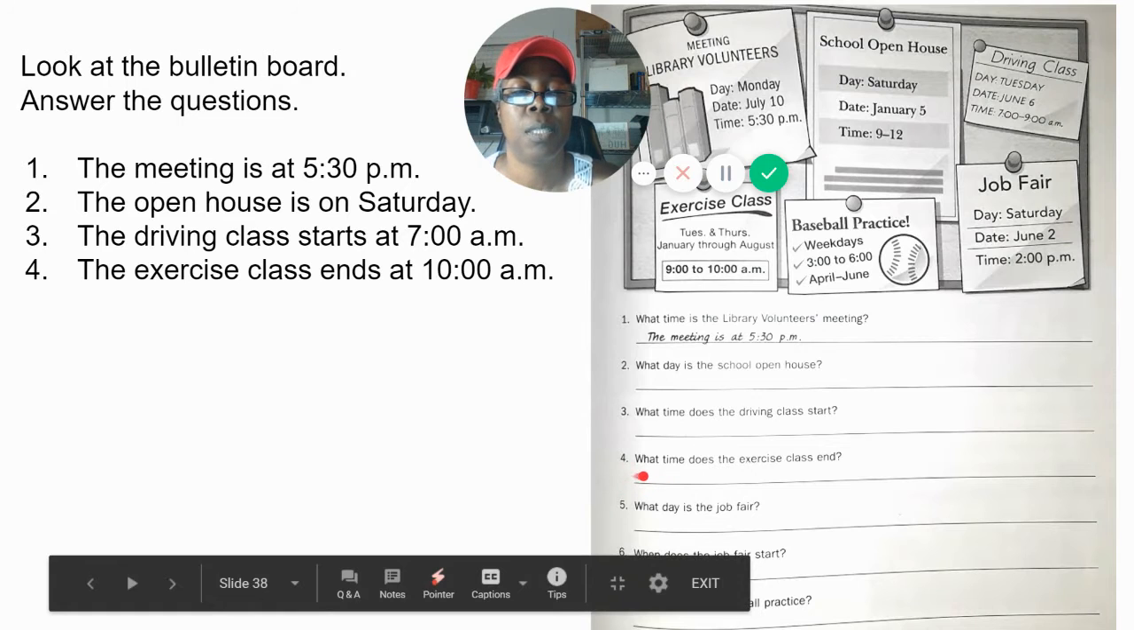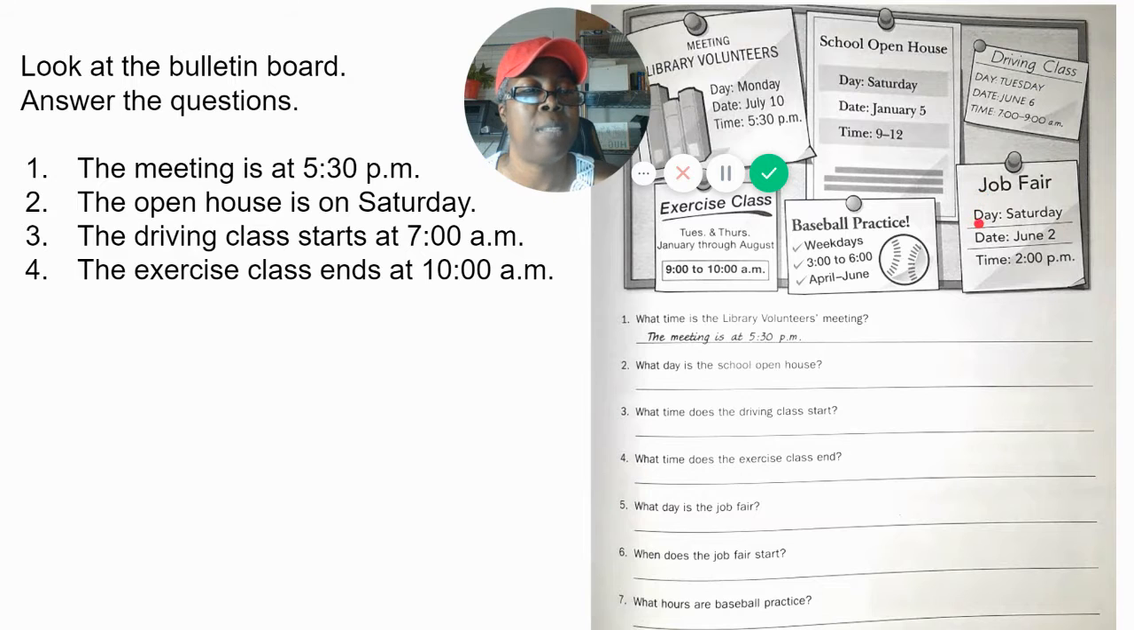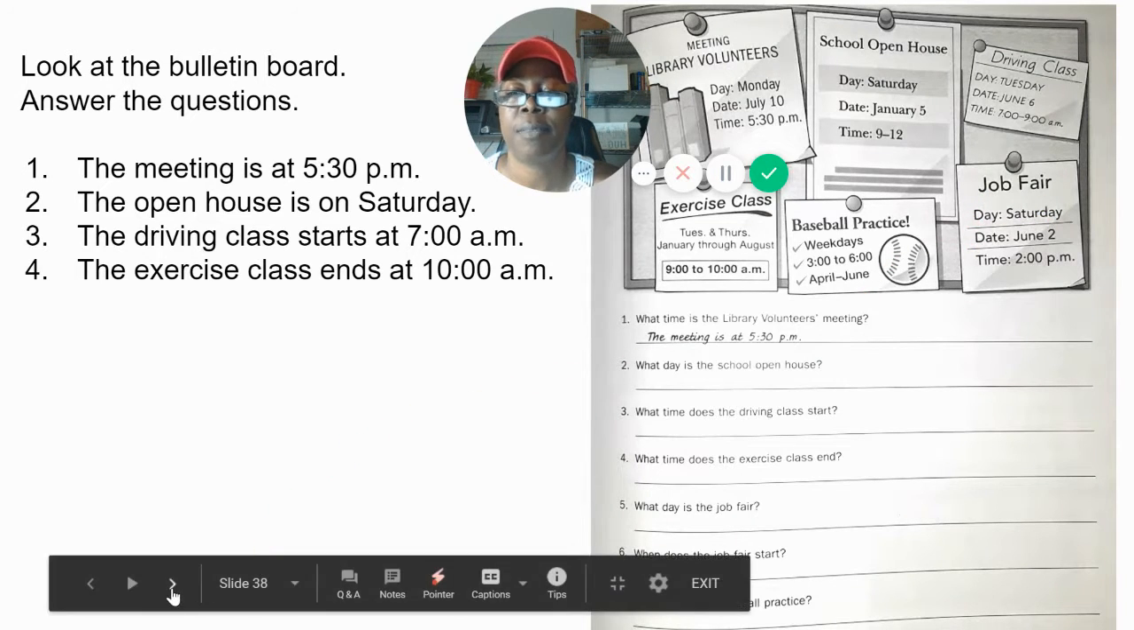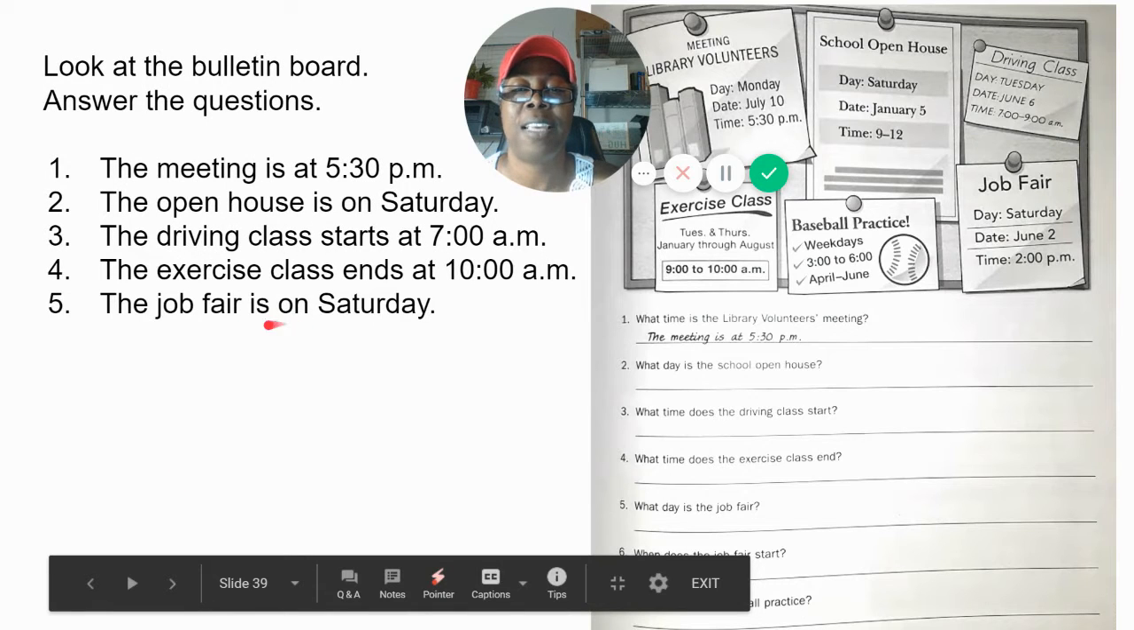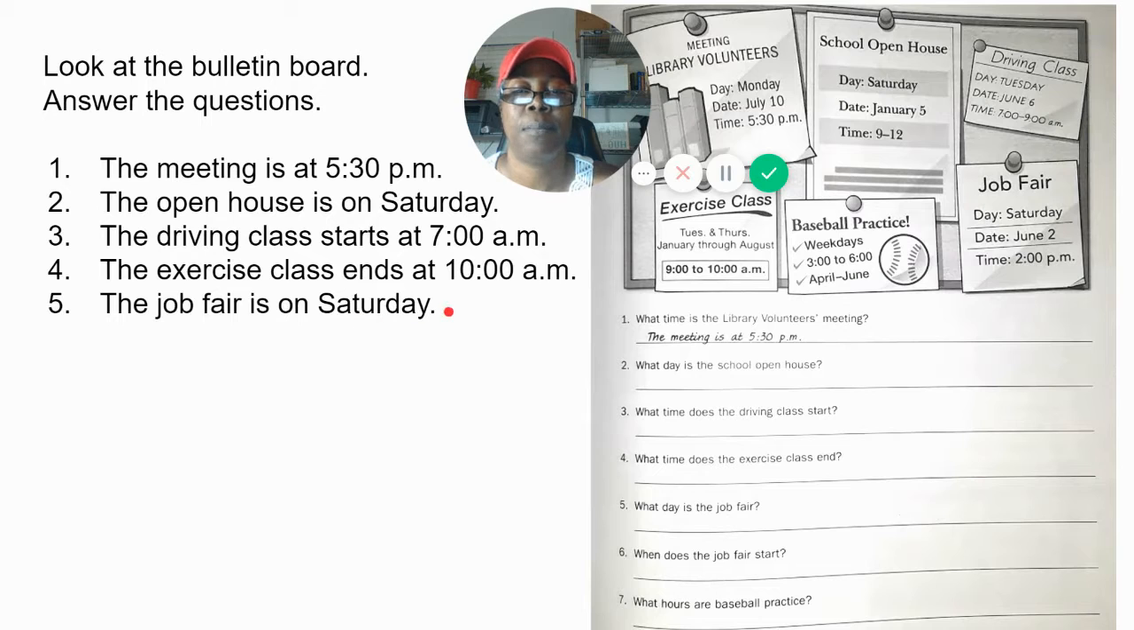Next one. What day is the job fair? We come up here, again we see day, we see job fair, and we see Saturday. So our sentence is, the job fair is on Saturday. Okay, so far we've used at because of specific times. We've used on because of specific days.